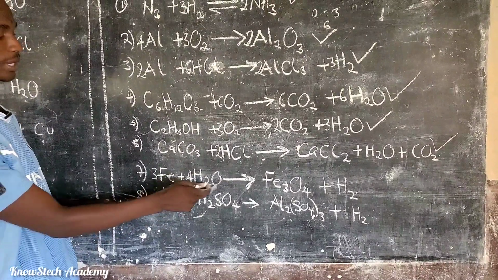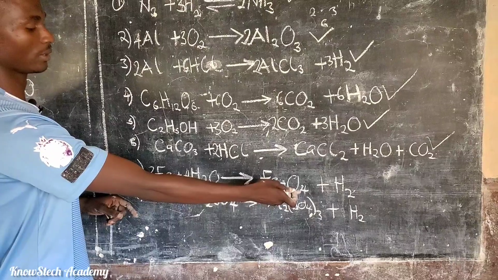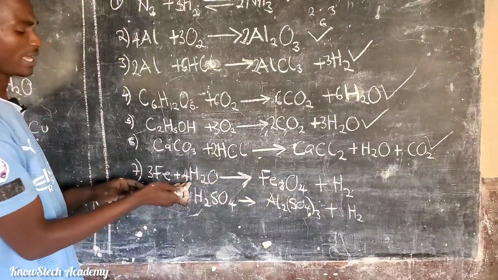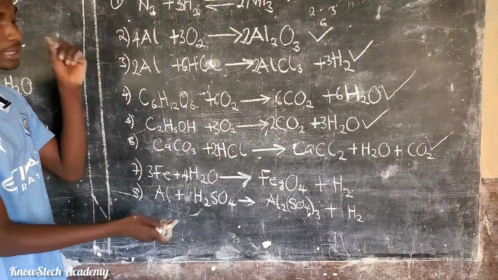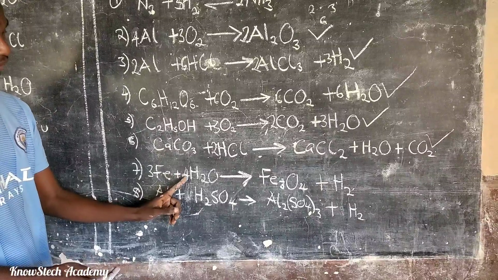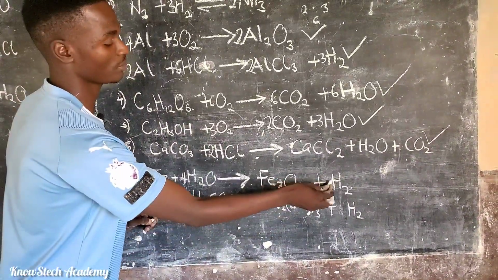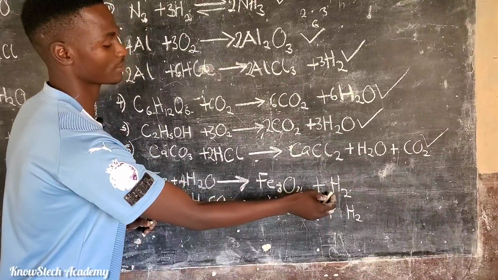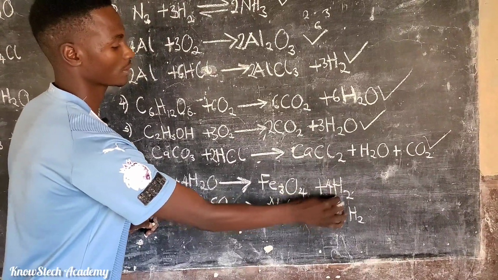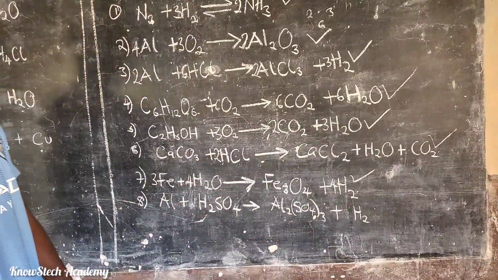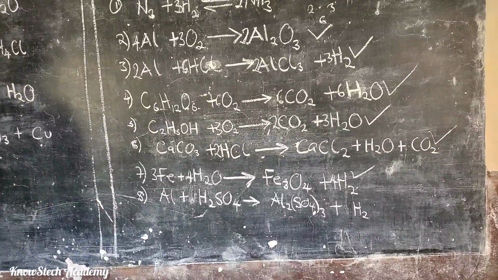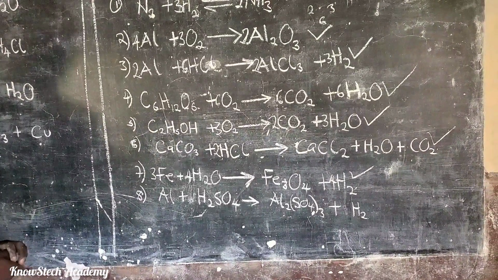If we put a 4 here, then the oxygen balances, but the number of hydrogen atoms has been what? So this is 4 times 2 is what? 8. Which number can you put here so that when you multiply it by 2 it becomes 8 as well? 4. So this has balanced.